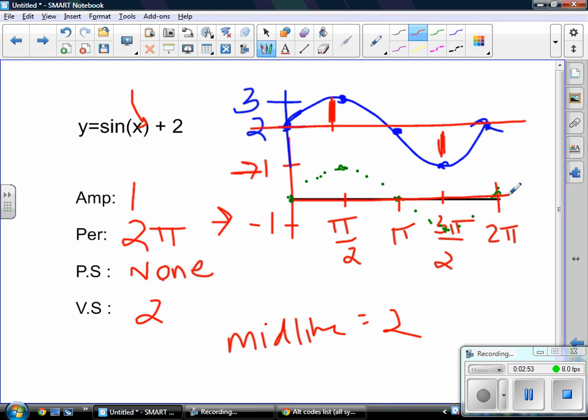The vertical shift, you're going to draw the regular curve, and then just move it up or down however many units it is.